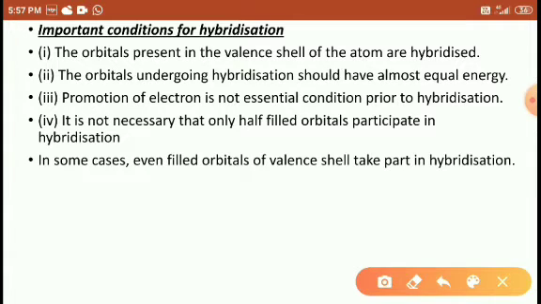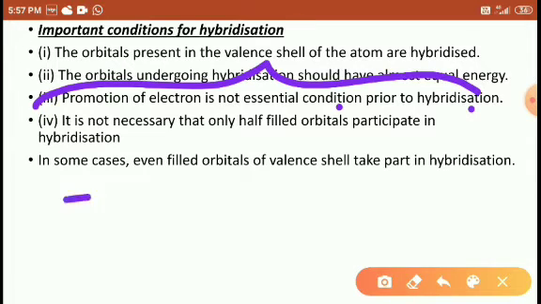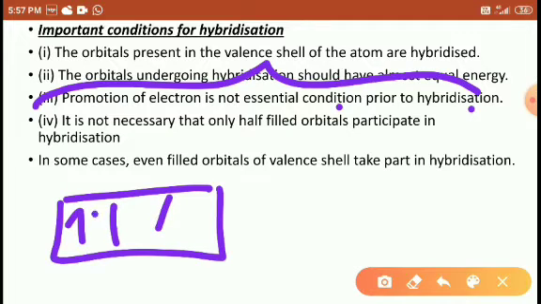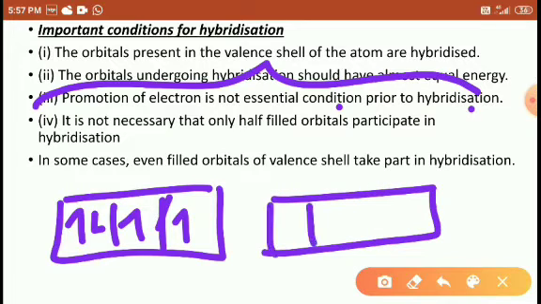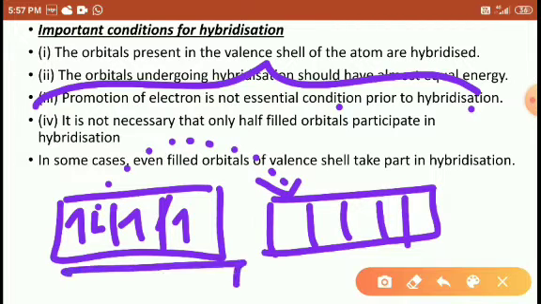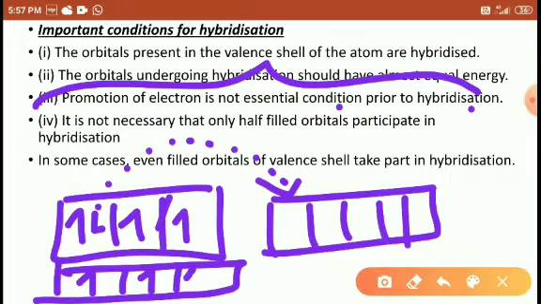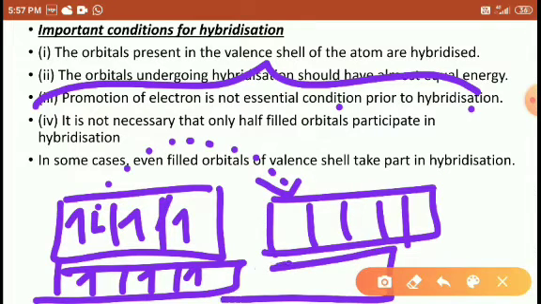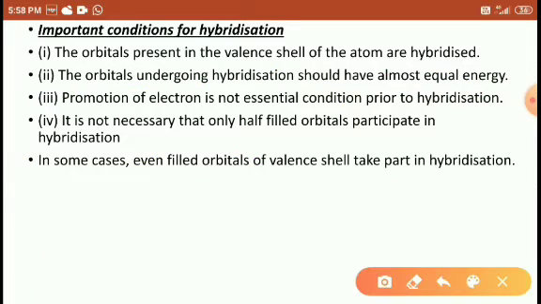And promotion of electrons is not an initial condition for hybridization. So electron promotion is not essential. Sometimes hybridization will occur without it. In some cases, electrons are promoted to a higher orbital like this. This electron is promoted to here, so then all become unpaired. One is shifted here, like this. So electron promotion is not necessary; sometimes it will be necessary, only in some exceptional conditions.